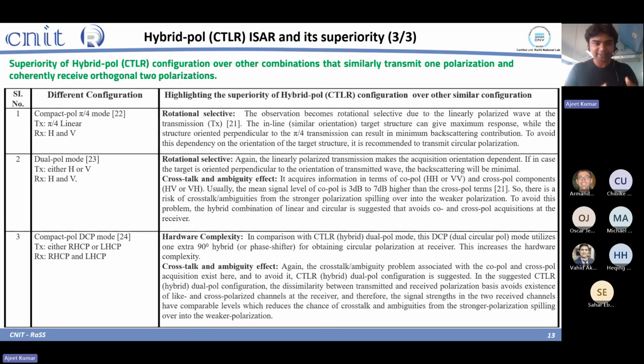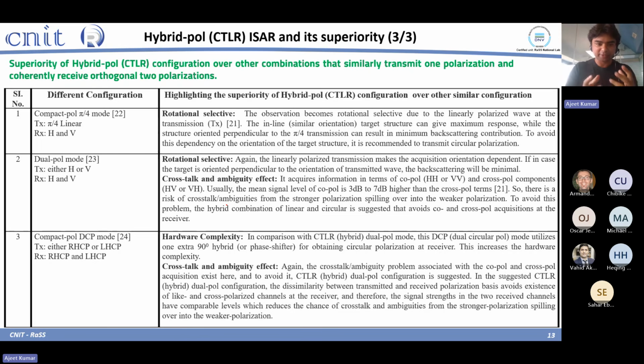To avoid this dependency, you can transmit a circular polarized wave. With a circular polarized wave, in any orientation, if the target is there, you can have relatively the same strength of backscattering information. Now, in modes like dual pole and dual circular pole, there is a problem of crosstalk and ambiguity, because we always know that the co-polarized channel has a 3 to 7 dB stronger intensity than the cross pole.